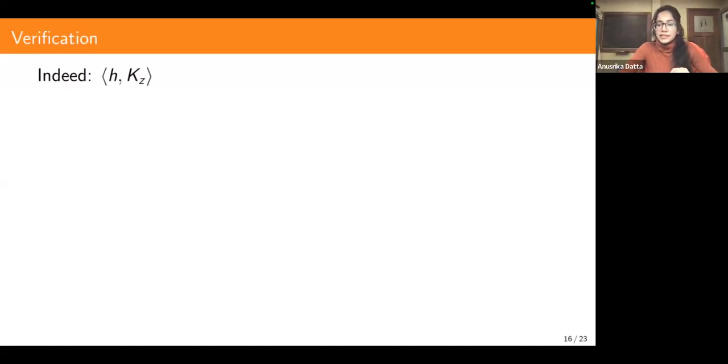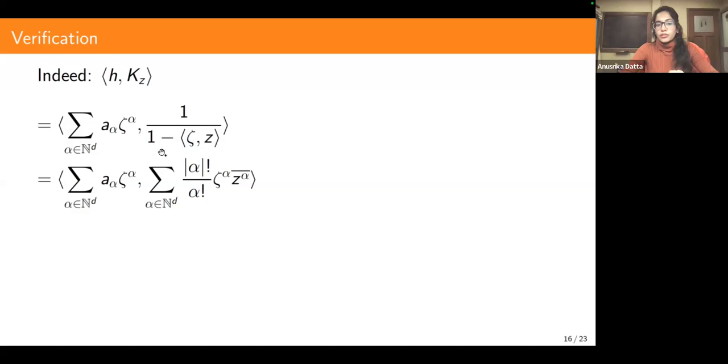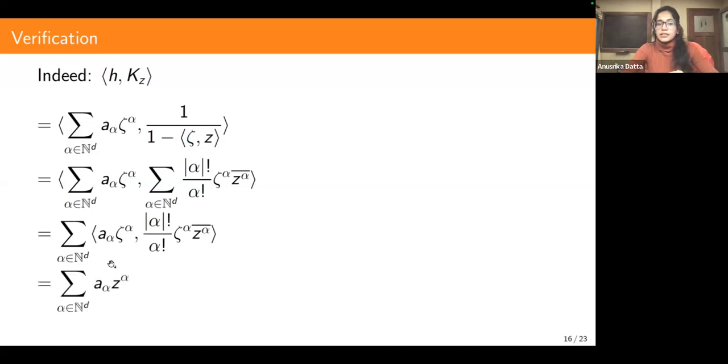So if we take this inner product of h with Kz, the reproducing kernel, then h is the sum of this power series representation. And Kz at zeta is 1 over 1 minus the inner product of zeta and z. Then we can write 1 over 1 minus the inner product of zeta and z in this multinomial notation. If we take the sum out, then we end up with this inner product, and this inner product gives us a alpha z to the power alpha. That is h of z. Okay.